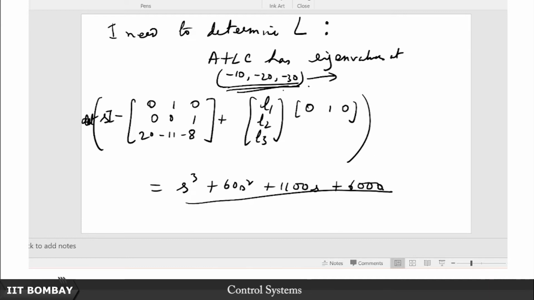Someone has told me where to place the observer poles, and from that, because it is a monic polynomial, I can uniquely cook up the desired characteristic polynomial in closed loop. So therefore, this is it. Now you see it turns out it is tantamount to just equating coefficients on either side.